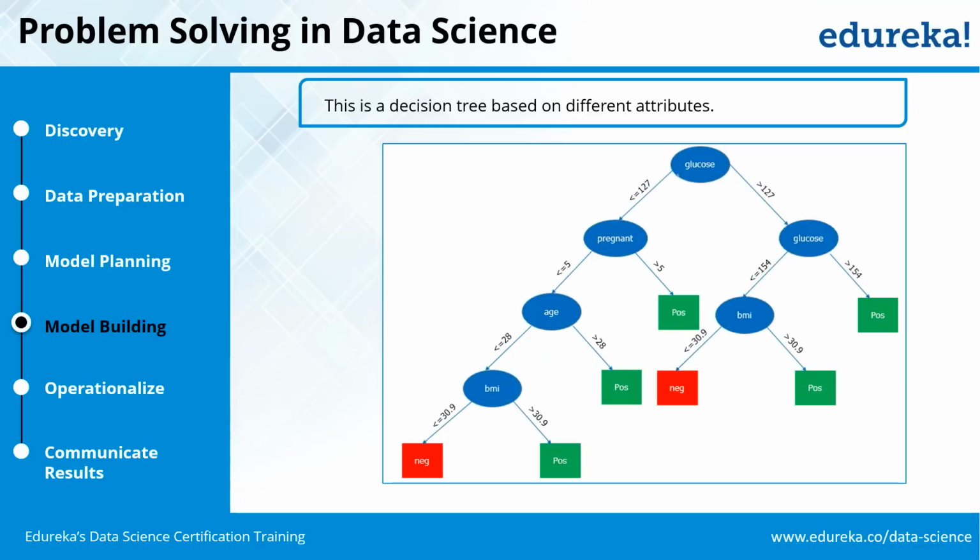So this is a typical decision tree in which all the attributes of your data set are being used. If I go from the top and read any one branch of this tree: patients with glucose level less than or equal to 127, who have been pregnant fewer than 5 times, with age less than or equal to 28 and BMI less than or equal to 30.9, the chance of that patient being diagnosed, or predicted for the onset of diabetes, is negative, right? Similar is the case with any other route that you choose in this decision tree.